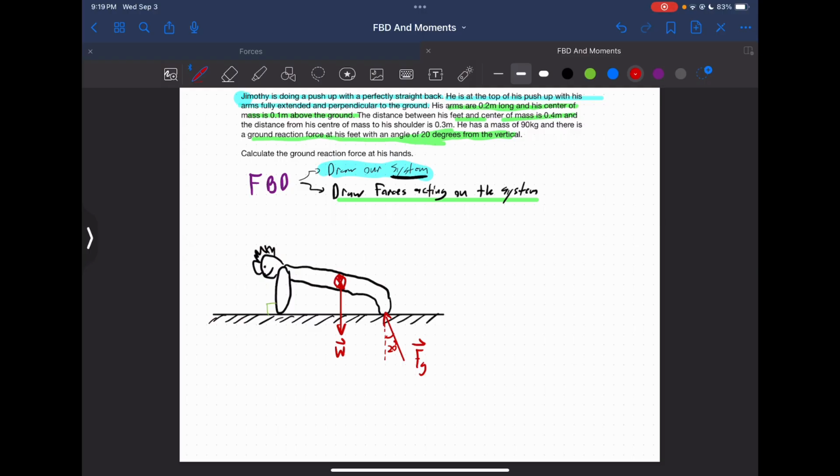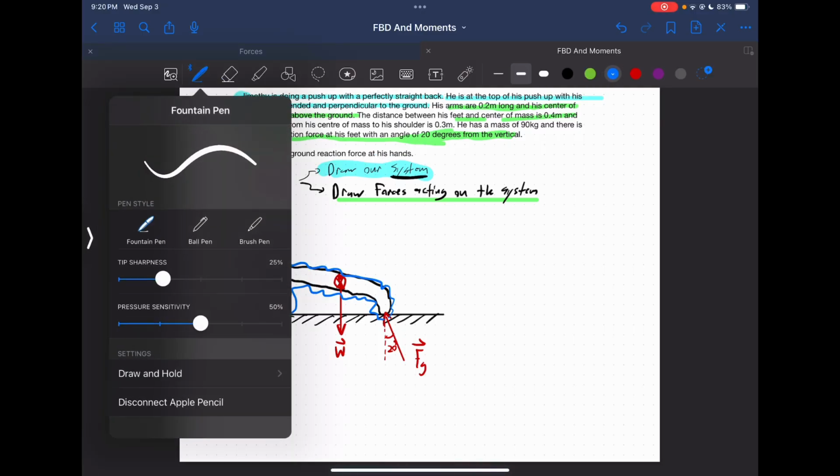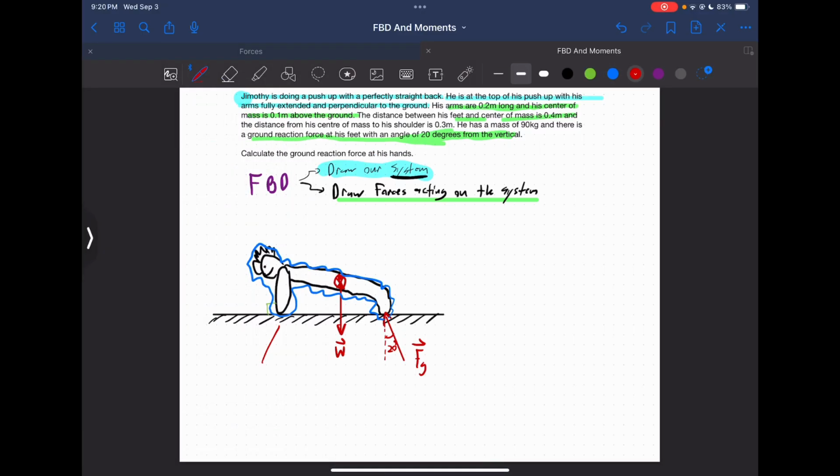What's going to be acting? Well, if we go back to our previous video where we make an ice cube around our system, which we've chosen as Jimothy, because we know, well, we first can show that the ground reaction force at the hands kind of gives it away. There's going to be some ground reaction force here. So we can make the system Jimothy because that makes this force external, so we can calculate.